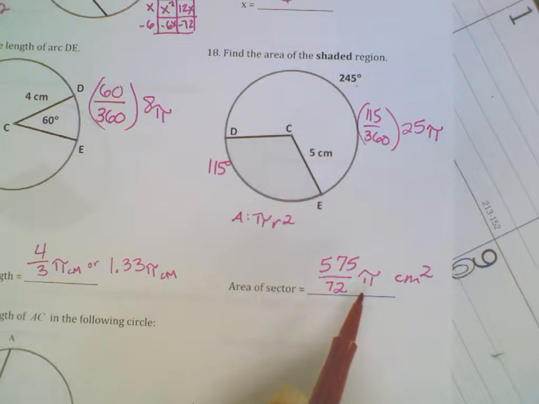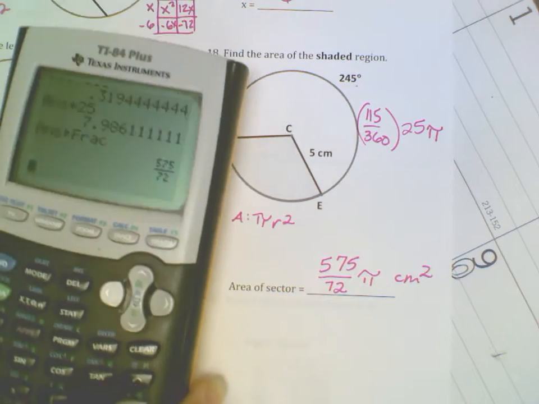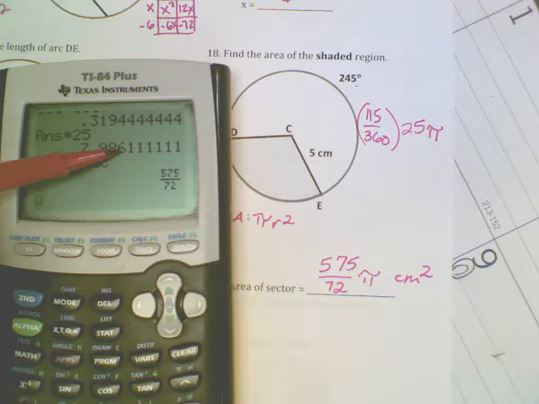If I round this off to be 7.99, that's not exactly correct. In my calculator, the answer is 7.9861111. We don't know how many ones there are, and we don't want to write them all day, so we'll leave it as a mixed number.